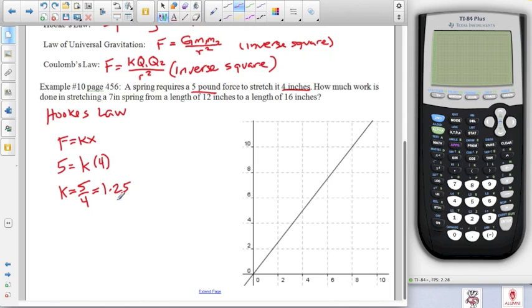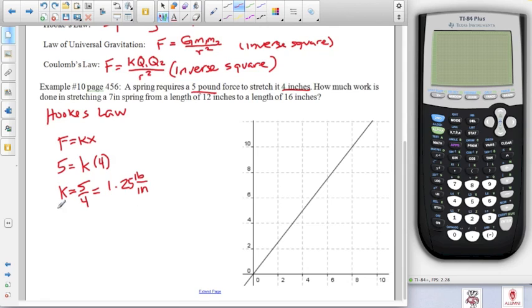Excuse me, I think that's only 1.2. Yeah, that's only 1.2. My mistake. 1.2. And the units on that, if this is pounds and this is inches, this is 1.2 pounds per inch. In other words, for every inch, no, there's 1.25. For every inch you stretch it, you're going to require 1.25 pounds of force.